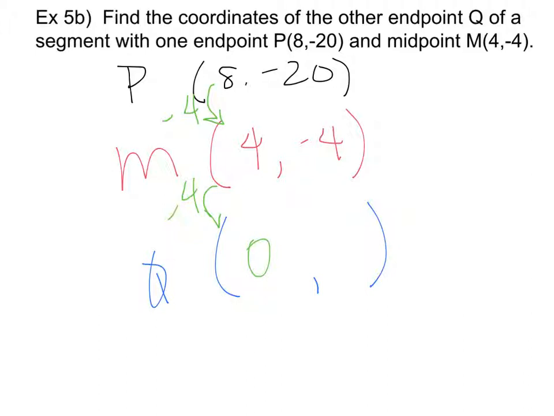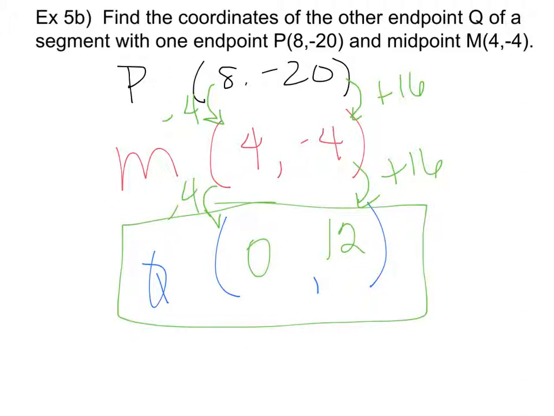Do the same thing on the other side with the y values. -20, and in this instance I am going to add 16. So -20 plus 16 will give me a -4. You have to do the exact same pattern. -4 plus 16 gives me 12. And that, ladies and gentlemen, is our answer. All you're doing is looking for the pattern. If the midpoint is truly in the middle, then you're moving the same distance from either side.